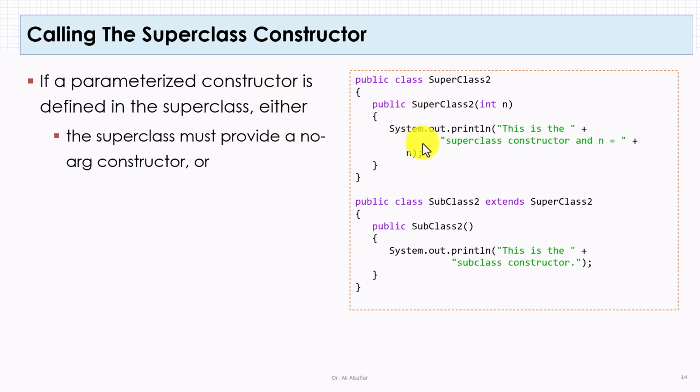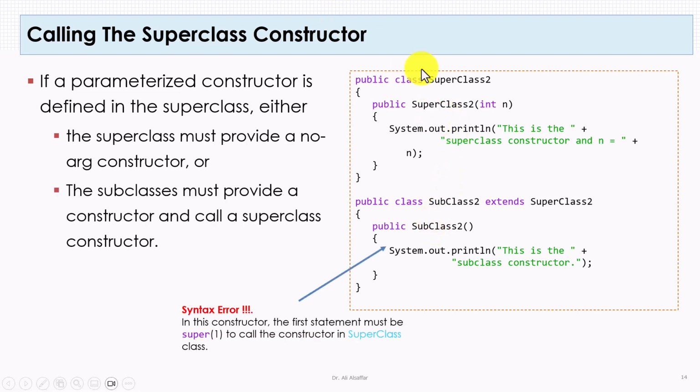Now here is a situation where we have a superclass that does not have a default constructor, but it has a constructor with one input parameter, an integer. In the subclass, there is no call to the superclass constructor. So when you try to create an object from subclass 2, the system will first try to find the default constructor in the superclass. And since it does not find one, it will issue a syntax error. So this is the situation we have.